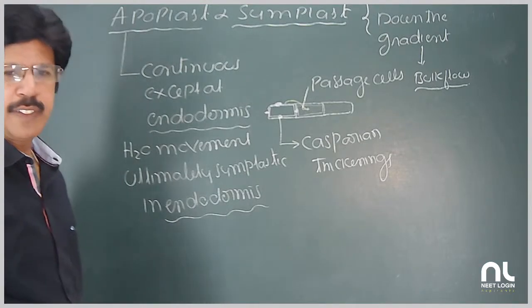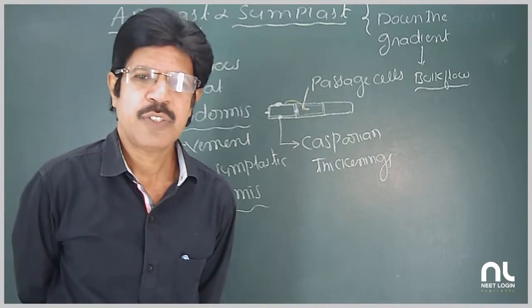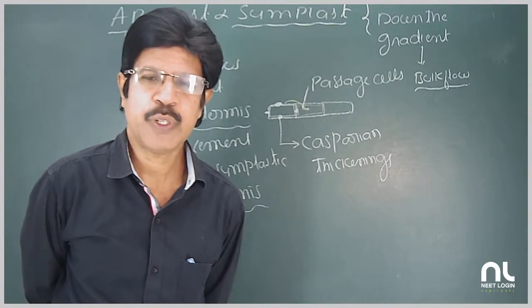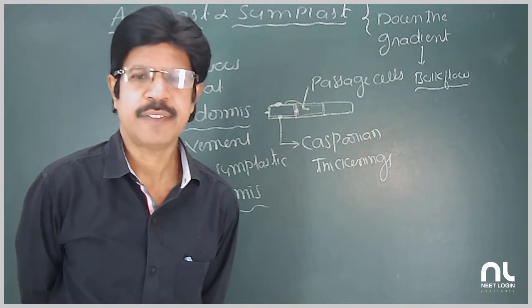Endodermis is the last layer of the cortex. Radial and tangential walls are thickened. And thin-walled cells, what do you call them? Passage cells, which are thin-walled. Okay.